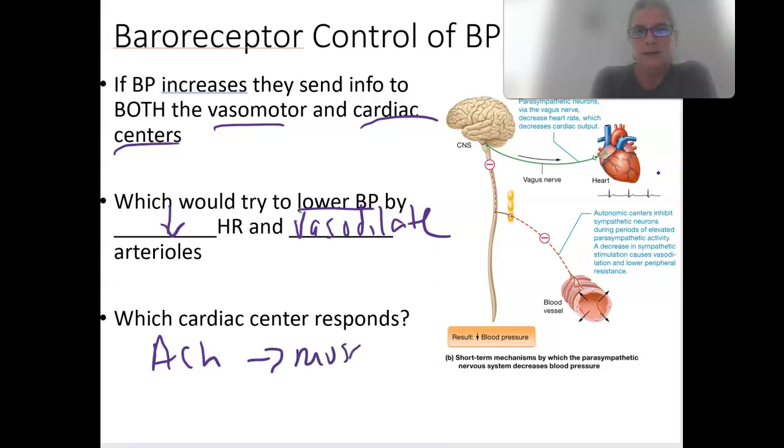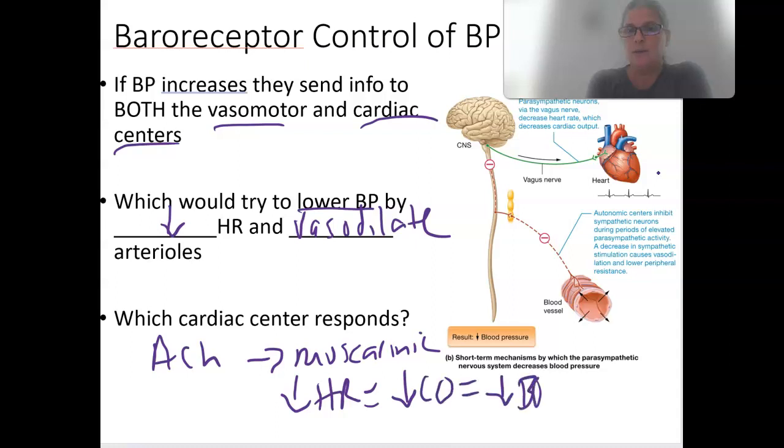That binds to your muscarinic receptors. Remember, it hyperpolarizes, so it slows down the heart rate. So if we decrease the heart rate, we decrease the cardiac output and we decrease the blood pressure. But at the exact same time, the vasomotor center is sending information out to your blood vessels and it's backing off. It's letting your blood vessels vasodilate. So now, if I want to know the baroreceptor controlled blood pressure, you have to tell me both. It's the vasomotor and the corresponding cardiac center.